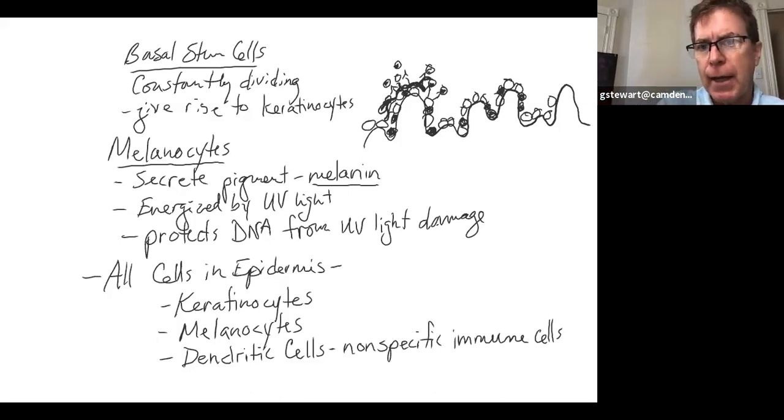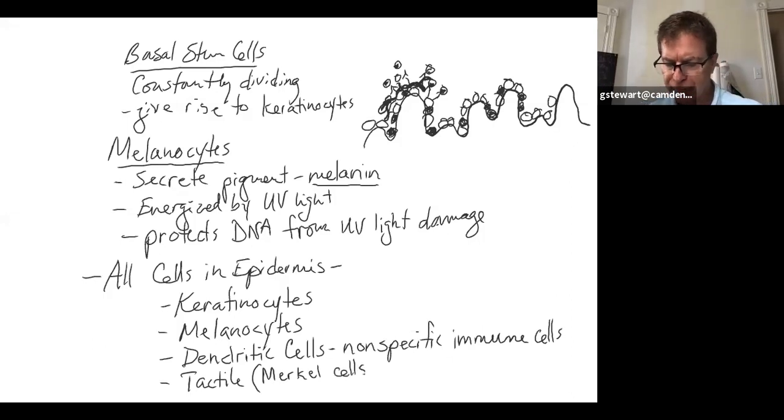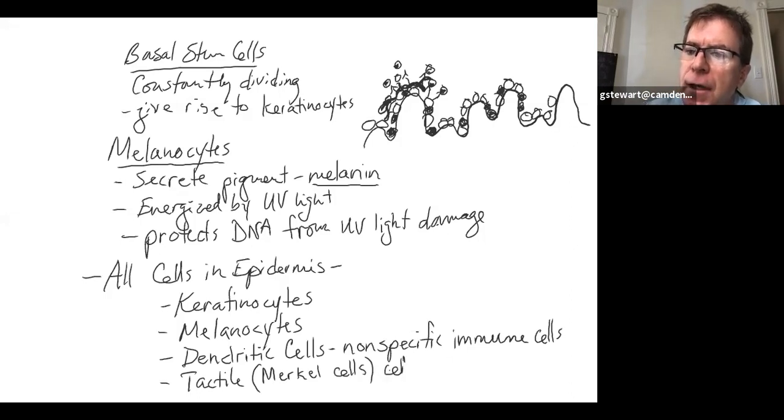And we also have tactile cells. Tactile, think of sensation of touch. Tactile cells, I'm going to put in parentheses, Merkel cells. So these Merkel cells are a bit unique. They're a specific cell that's attached to a nerve ending. So they're associated with the end of a nerve.